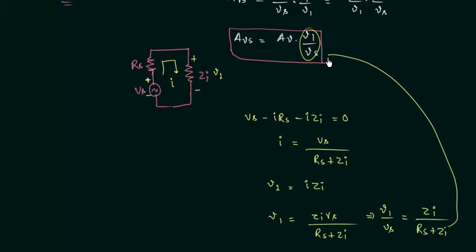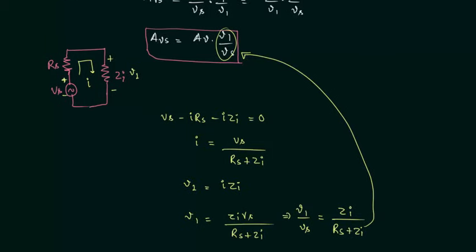Now we will put this value here. So the overall voltage gain AVs is equal to voltage gain, inside the bracket impedance Zi divided by resistance Rs plus impedance Zi. So this is the final expression of the overall voltage gain.